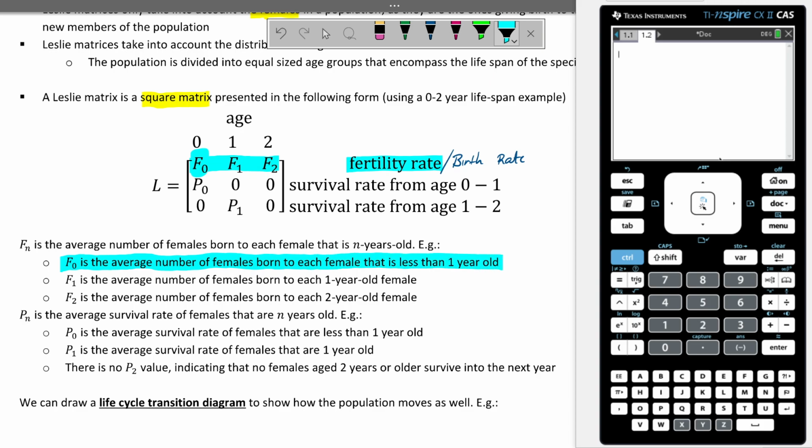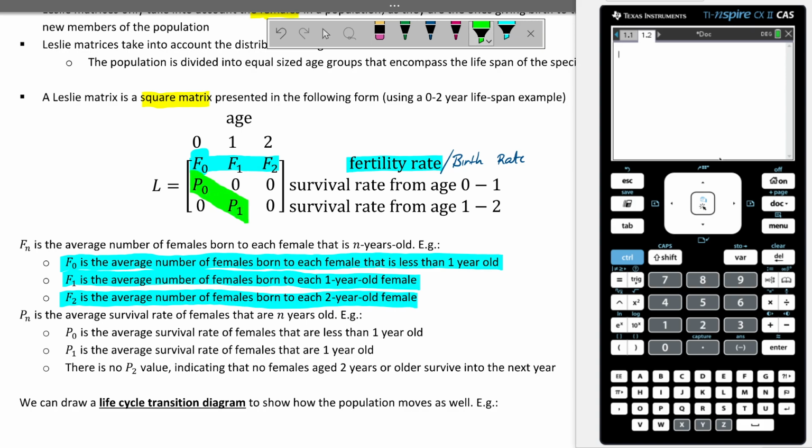So we only care about the female babies here. So this is the amount of females born to each female. F of 1 is the average number of females born to each 1-year-old female. F of 2 is the average number of females born to each 2-year-old female, and so on. Okay, the next thing I want you to highlight is this diagonal.